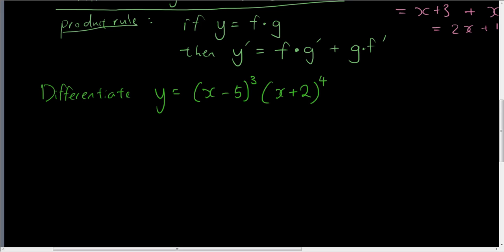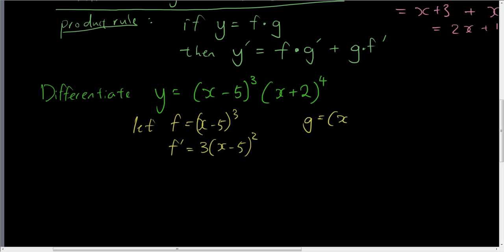Okay, so how do we do this? Well, let f equal (x minus 5) to the power of 3. Now, using the chain rule, f dash is equal to 3(x minus 5) squared times 1, which is the same thing. Now, g is equal to (x plus 2) to the power of 4, so g dash is equal to 4(x plus 2) to the power of 3.